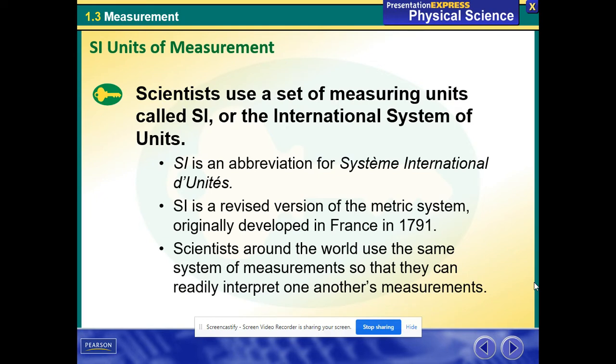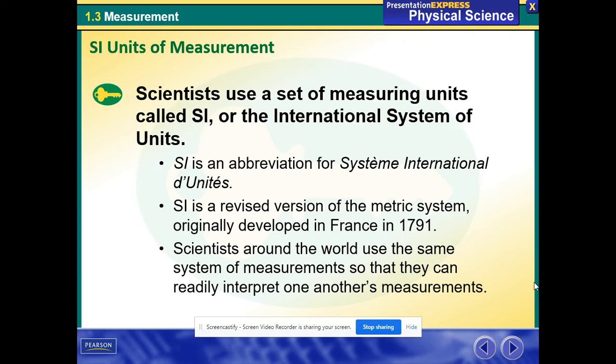To answer that question, scientists use a set of measuring units called the SI, or International System of Units. SI is just an abbreviation for the System International of Units. It was actually developed in France in 1791, and it's just a revised version of the metric system. So if you hear us say the SI system or the metric system, generally people are talking about the same thing.